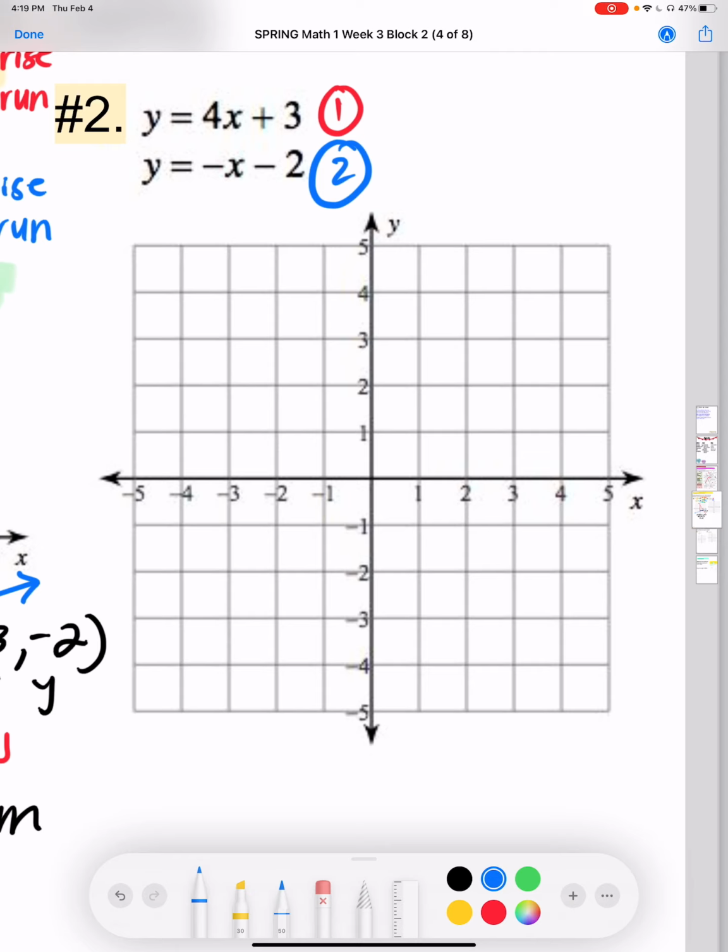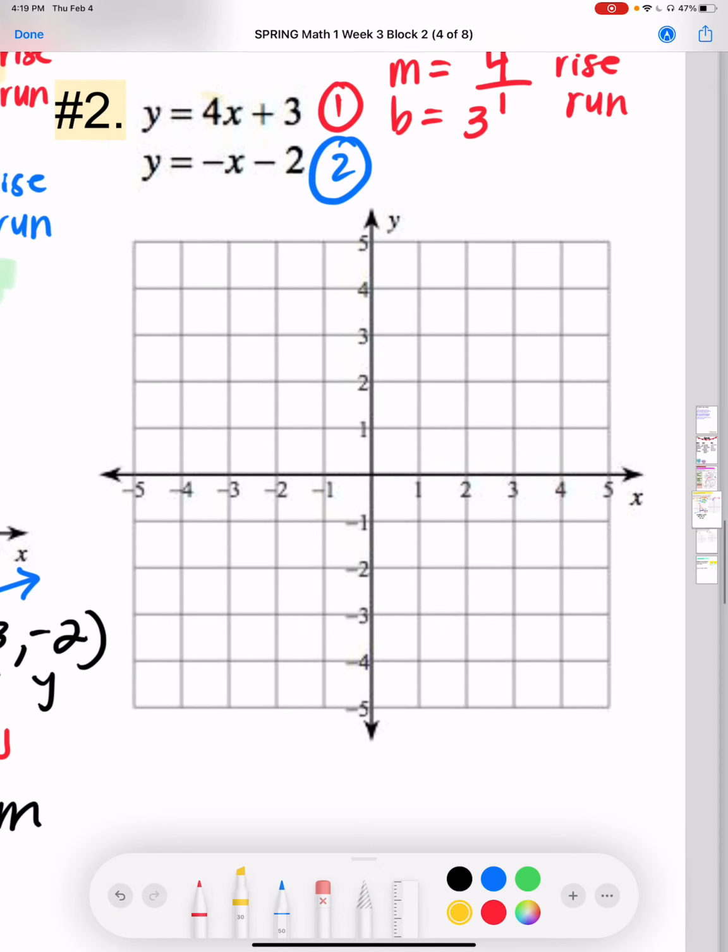So for my first equation, I'm going to write down my slope, write down my y-intercept. So my slope is 4, but since I'm graphing, I'm going to put it over 1 because I want to look at this as my rise over my run. My b is 3. All right, so again, here's my slope, and then here is my b value. All right, let's move on to our second equation.